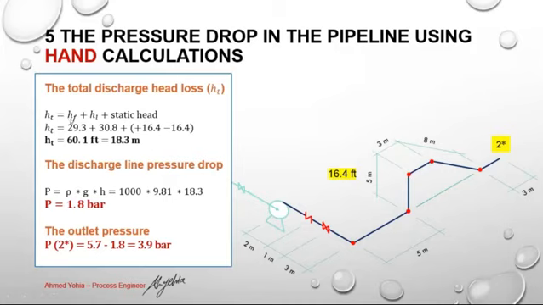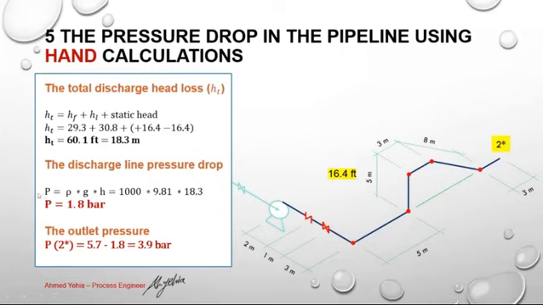Finally, we calculated the total discharge head loss. Here we find the head: the friction loss plus the minor loss plus the static head. Here the static head: the pipe is going up 5 meters, equal to 16.4 foot, and then it's going down 5 meters also. Then the value here is positive 16.4 and minus 16.4, so the value would be equal to zero. Then the total discharge head loss is 60.1 foot, equal to 18.3 meter.